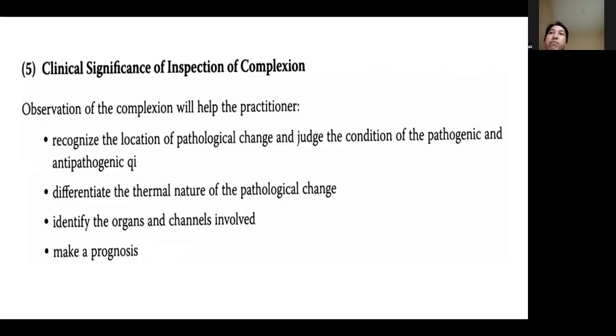Clinical significance of inspection of complexion. Observation of the complexion will help the practitioner to recognize the location of pathological change and judge the condition of pathogenic and antipathogenic qi. Also differentiate the thermal nature of the pathological change, identify the organs and channels involved, and also make a prognosis.